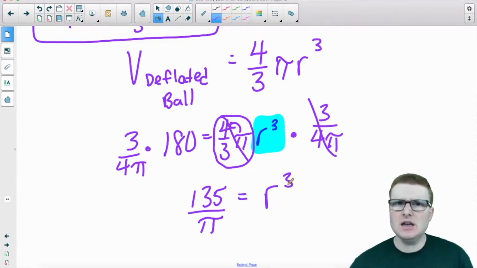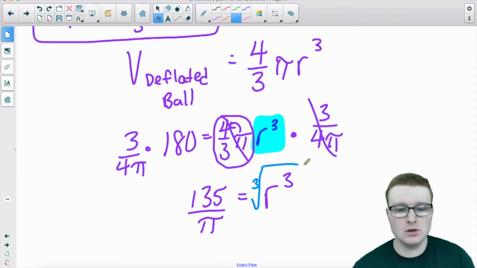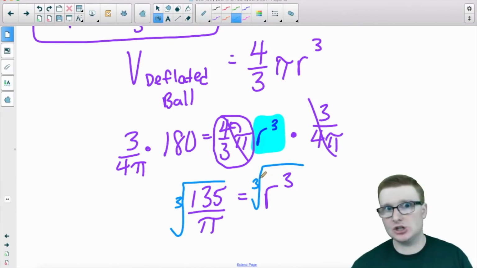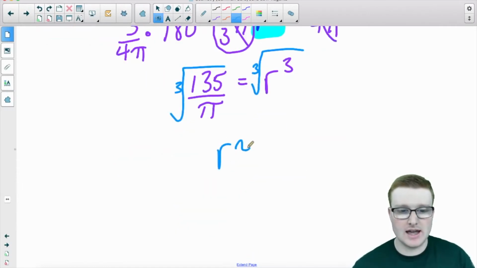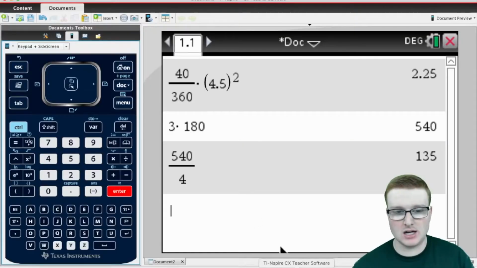Now, this was a tricky question, because if your geometry teacher did not tell you how to do this in your calculator, you probably got it wrong. You need to take the cube root of both sides. The cube root is similar to the square root, except it has an index of 3. So now, once we take the cube root of both sides, we're going to get an approximation. r is approximately equal to what?